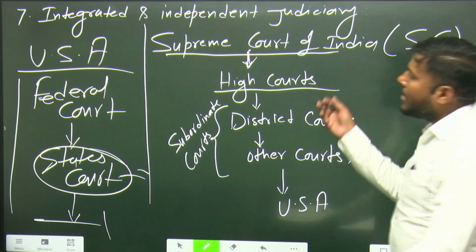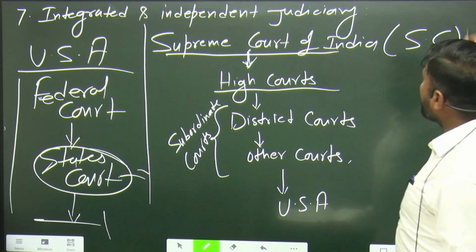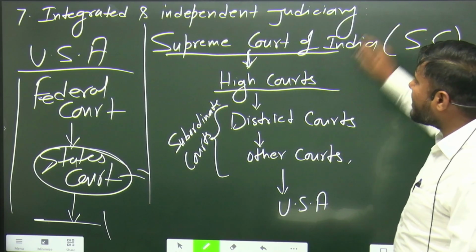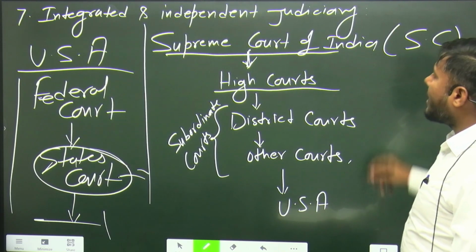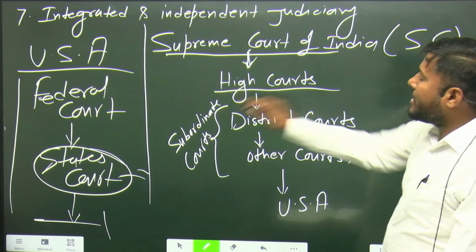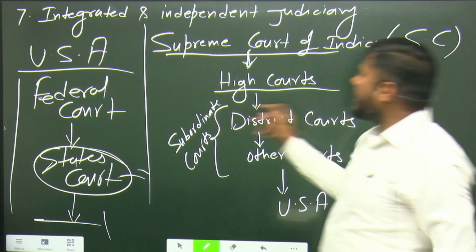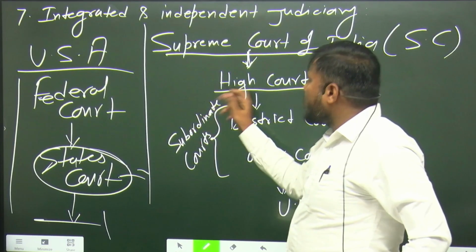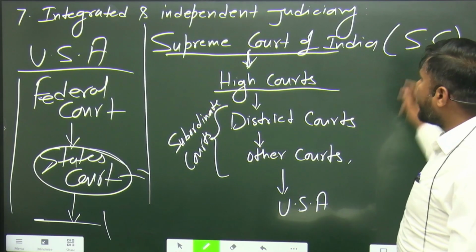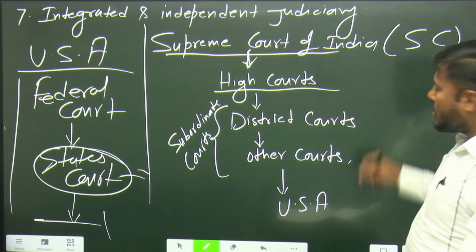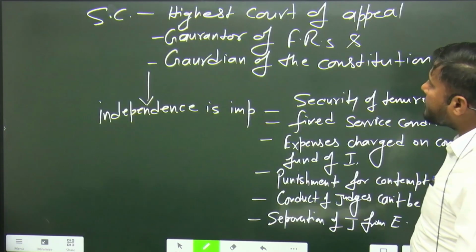Here you see there is one integrated court, Supreme Court and then high courts. Here there is no demarcation, right? So this is the basic difference. We have not created dedicated state courts. It is not like that, right? So this is our court system, our judicial system.